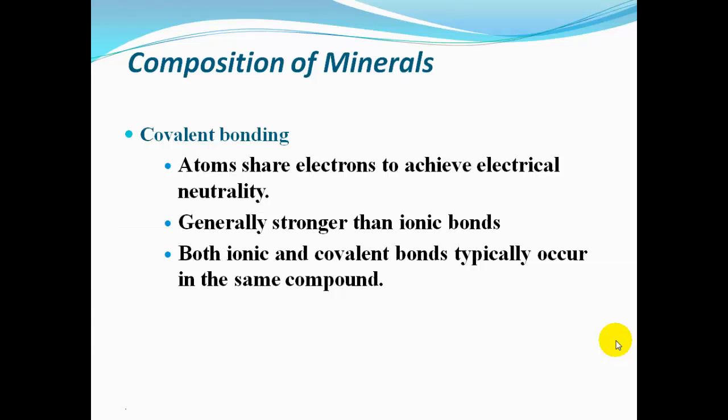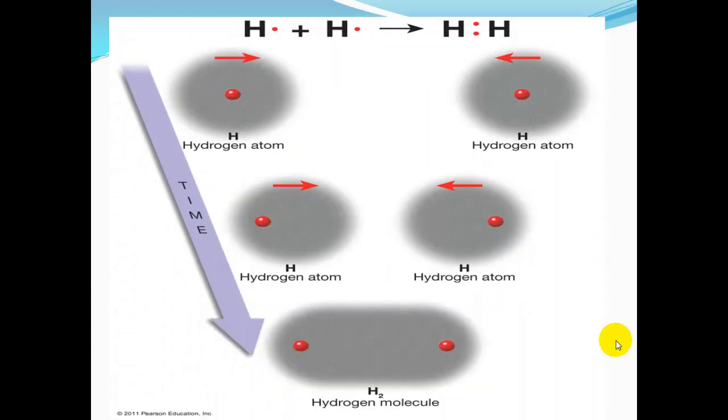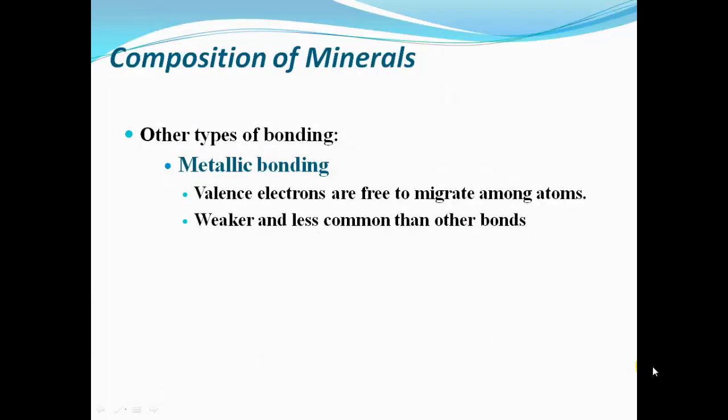Covalent bonds. Atoms share electrons to achieve electrical neutrality. These are generally stronger bonds than the ionic bonds. Both ionic and covalent bonds typically occur in the same compound. So in this covalent bond between 2 hydrogen atoms, as they get closer together, the electrons are going to start seeking each other out until they form a unified cloud, where in this hydrogen molecule, the hydrogen is sharing the electrons amongst the nuclei there.